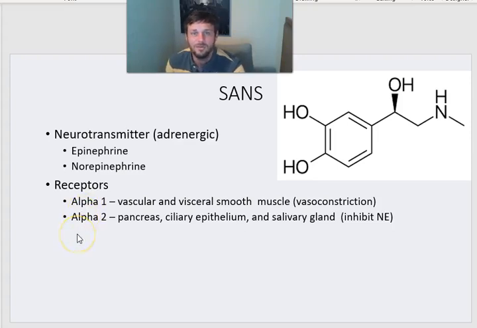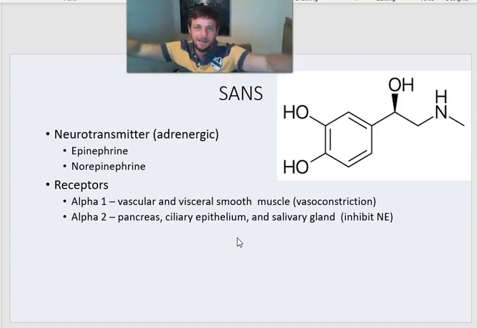Your alpha-2s act like a negative feedback mechanism. You're going to find alpha-2s throughout the body, mostly associated with adrenergic neurons, so neurons that are releasing norepinephrine. What your alpha-2s do is they bind norepinephrine. So if you're releasing a ton of norepinephrine, some of that is going to come back, right? It's going to diffuse back, and it's going to bind these receptors.